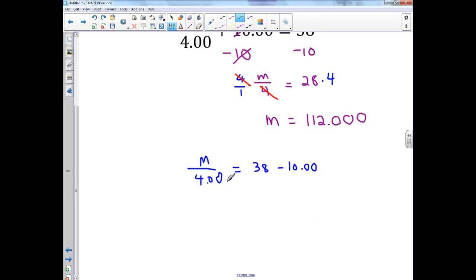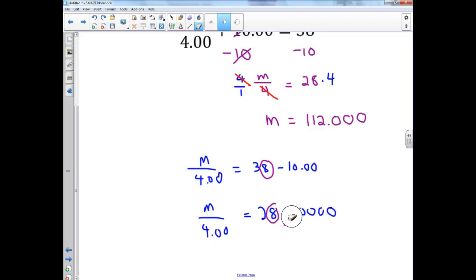It's 28 is what I get. M over 4 is 28. And let me add some zeros to show my rounding. I have to round to the units place, because that's what this one is rounded to. So I have to round to here. I look over to the right. This digit is less than 5, so I don't need to add 1. I keep it as 28. Like this.